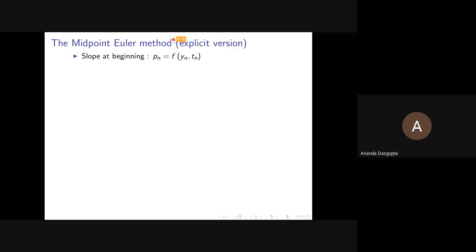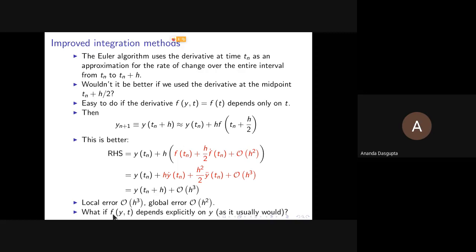But the real issue is, this is the midpoint Euler method proper now, where actually we are saying the function y of t depends explicitly on y as it usually would, because unless it did, you would usually not even bother calling it a differential equation. So then what you do is you need the value of y at the midpoint of the interval. You have no way of knowing that. You know the value of y at the beginning. So what you do is you adopt a kind of hybrid approach.